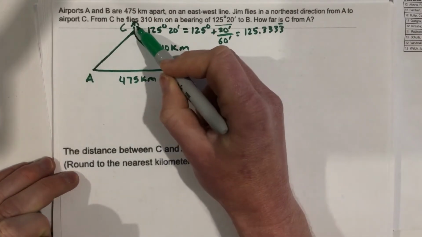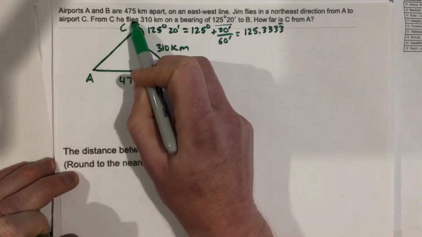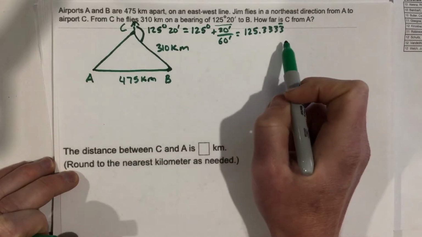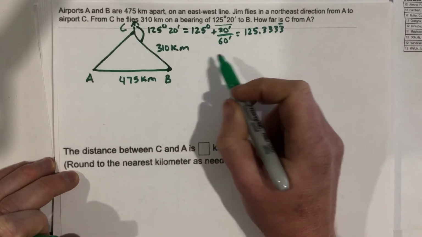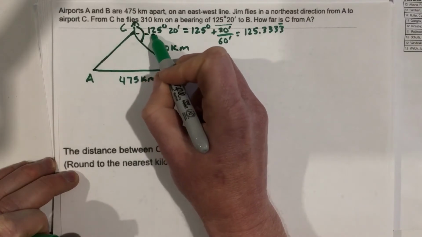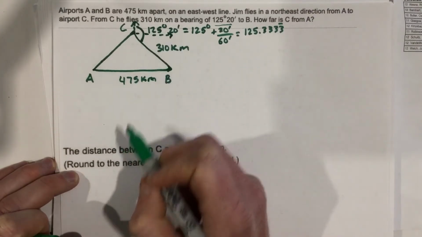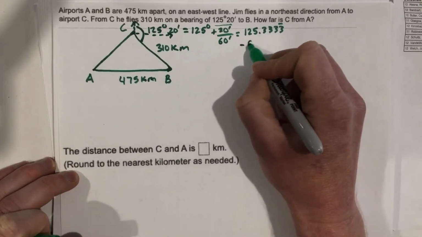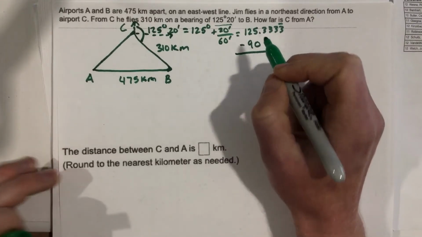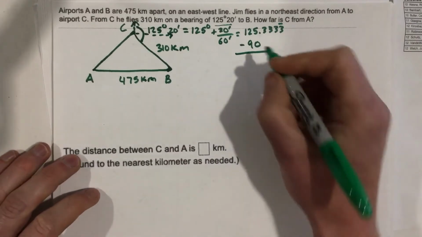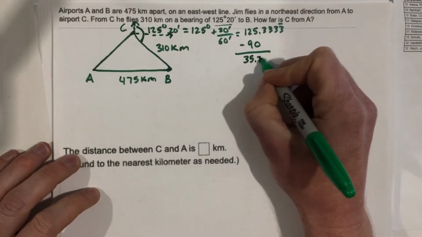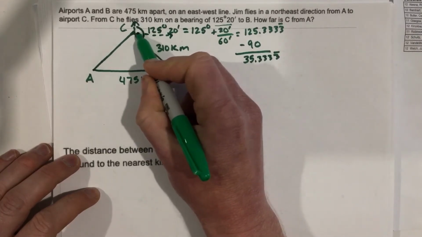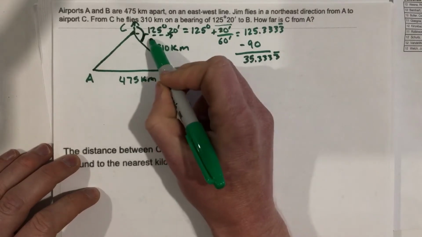So we know that this angle here from due north to this spot where he was flying is 125.33 degrees. Now, what does that tell us? Well, we know that this would be due east. So if I take 125.33 and I subtract out 90, that's going to give me 35.333. So that angle right here, just from the east direction to where he was flying, is 35.33.